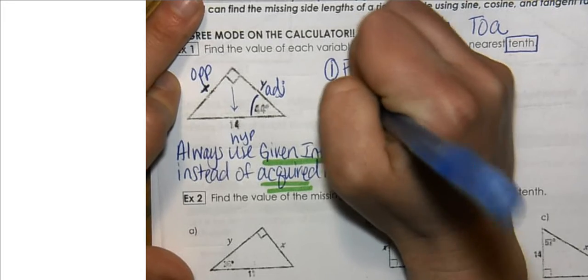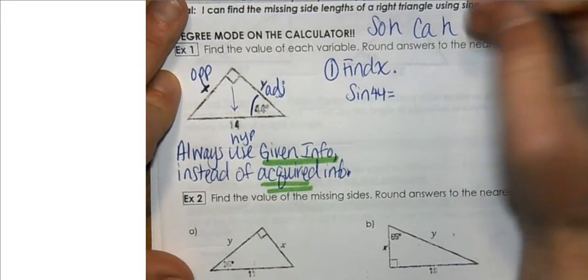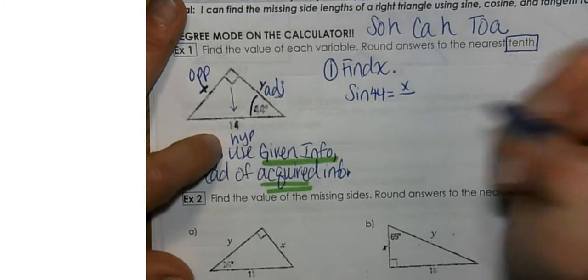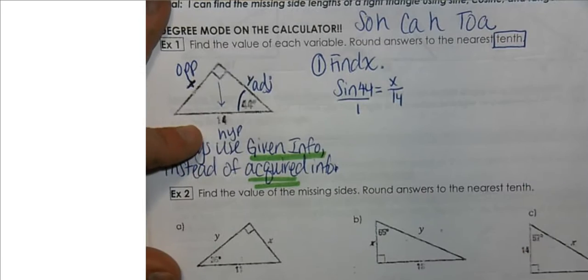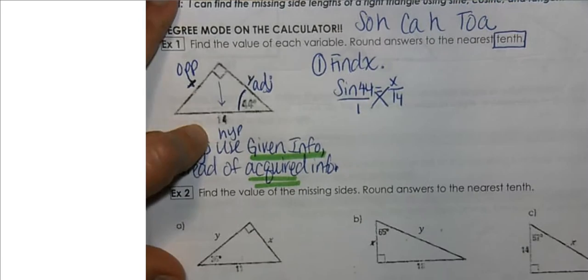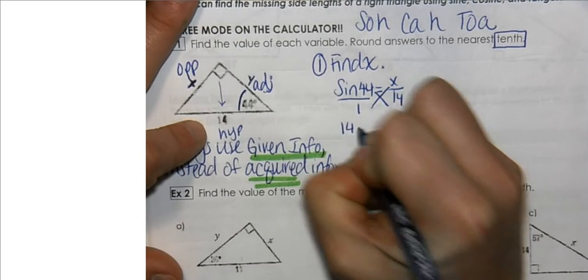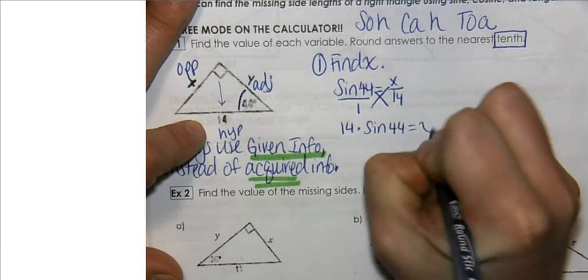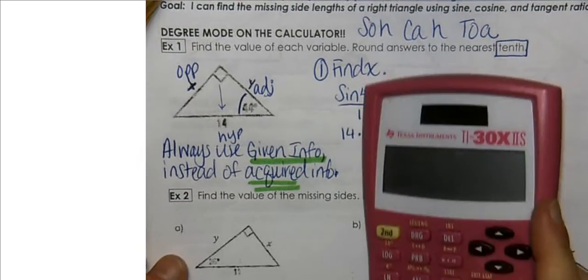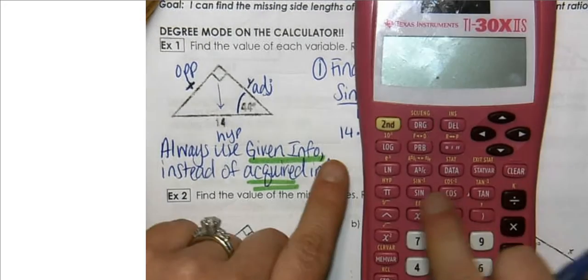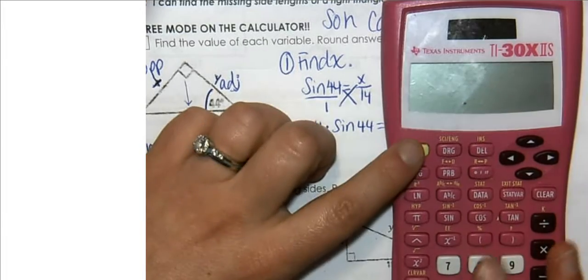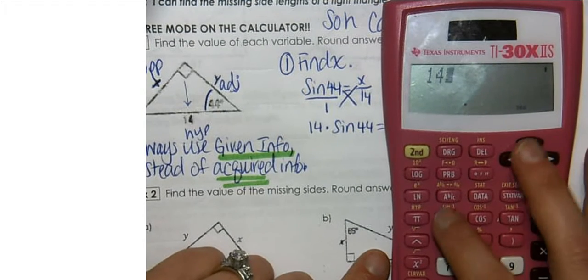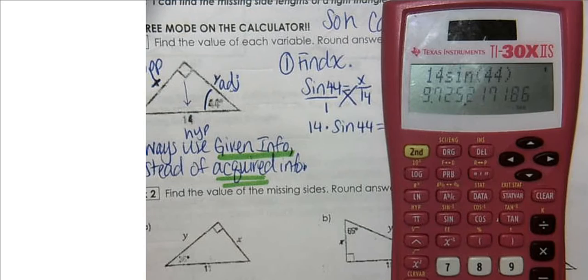So we're going to write the sine of 44 is equal to the opposite, which is X, divided by the hypotenuse, which is 14. Now remember that sine of 44 is just a number, and we can make that number over 1 and use cross product. So I'm going to multiply 14 times the sine of 44, and that's going to give me X. As long as you have a calculator with a sine, cosine, and tangent button on it, you should be perfectly fine with coming up with these answers. So I'm going to go 14 times the sine of 44. And when I do that, I end up with 9.7.